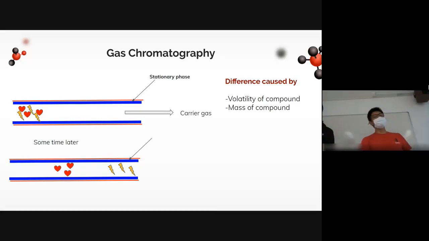But why? It's because for these lightning bolts, they are actually more volatile. So in this case, they interact less with the stationary phase and more with the gaseous phase. So they'll be more inclined to be carried along this carrier gas and reach the detector first.